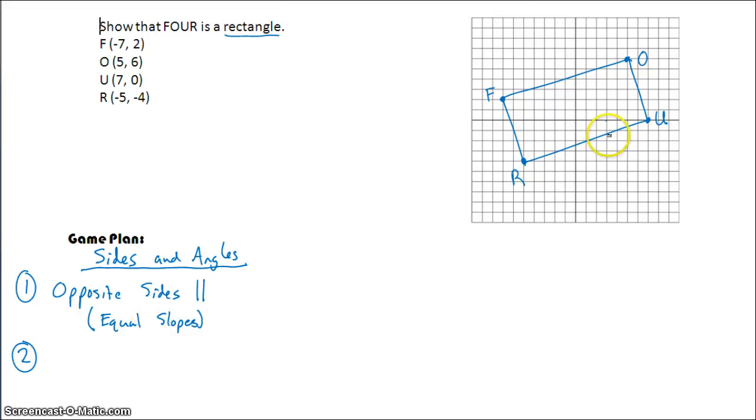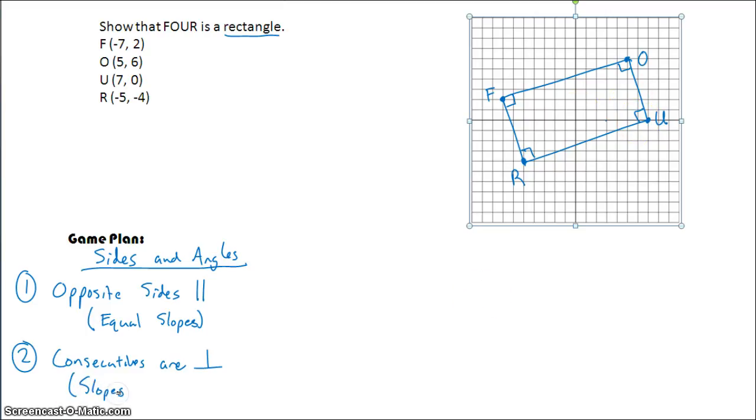Now that I have all the sides parallel, I need to prove that this is a rectangle by showing that I have 4 right angles. Well, to show that I have 4 right angles, in coordinate geometry, I need to use formulas. So I need to show that my consecutive sides are perpendicular. If I show that my consecutive sides are perpendicular, then I have 4 right angles.